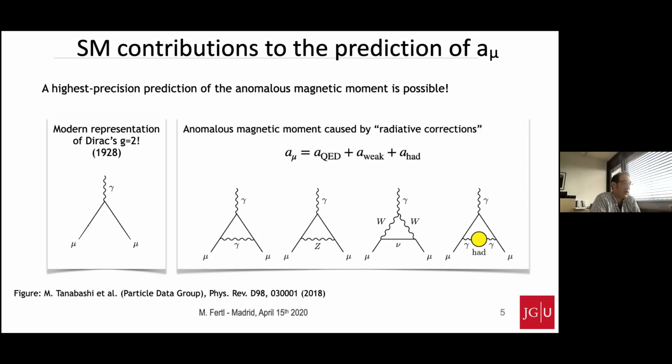The dominant contribution to a_mu we know since 1947, when Schwinger calculated the first-order QED correction, alpha over 2 pi. And it's chiseled into his tombstone because of its importance.